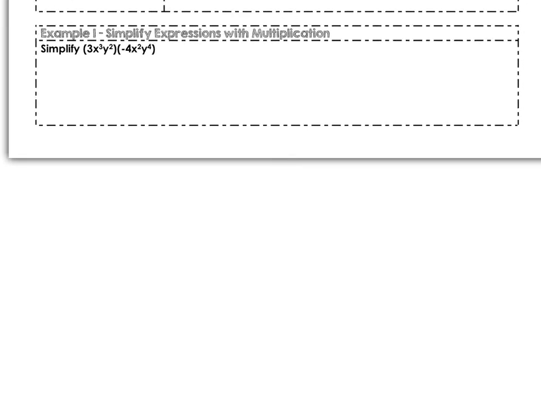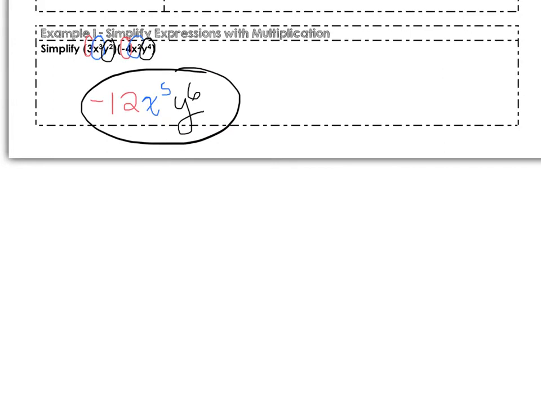In example 1 here, we have this quantity of 3x cubed y squared times negative 4x squared y to the fourth. So first off, I'm going to notice that I can multiply the 3 and the negative 4, getting me a negative 12. The next thing that I can multiply is x to the third by x squared. And when I am multiplying, I'm actually going to add their exponents, getting me x to the fifth. Lastly, I have y squared times y to the fourth. Once again, I'm going to add their exponents, and we have 2 plus 4 getting me 6. So my final answer, voila.